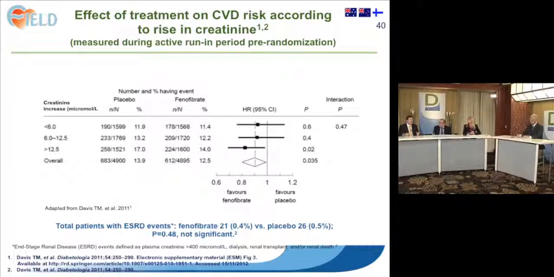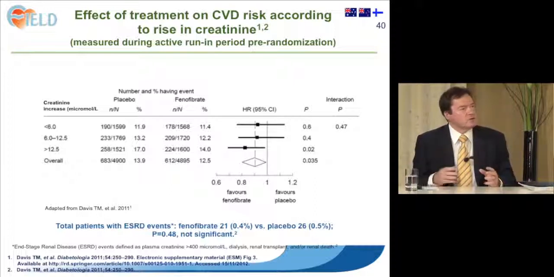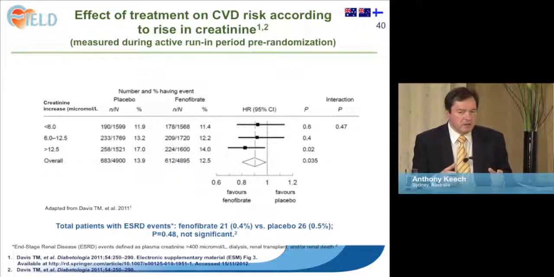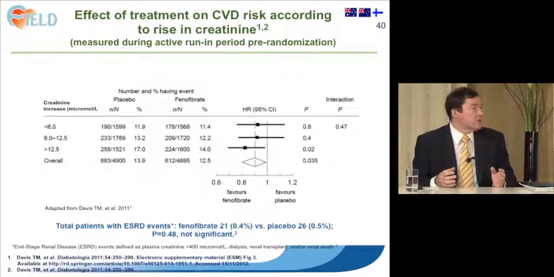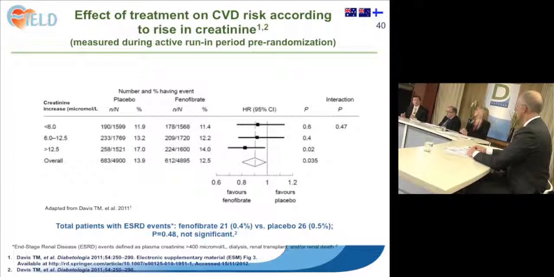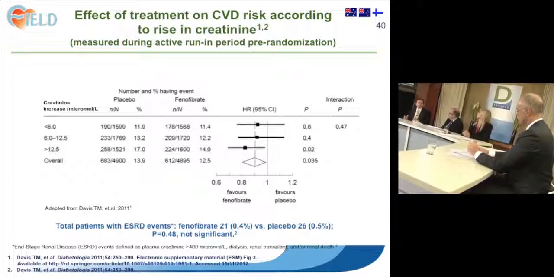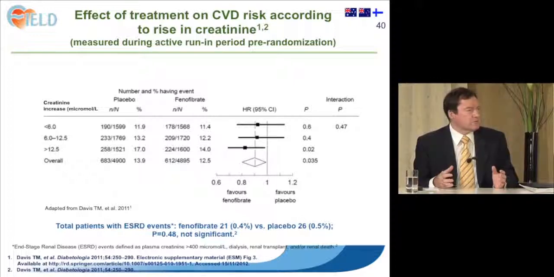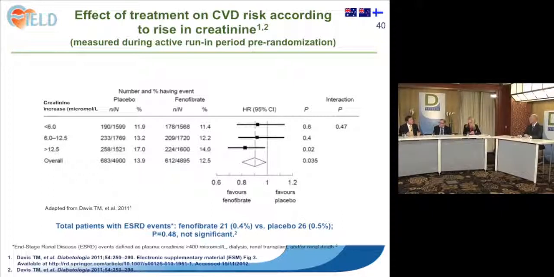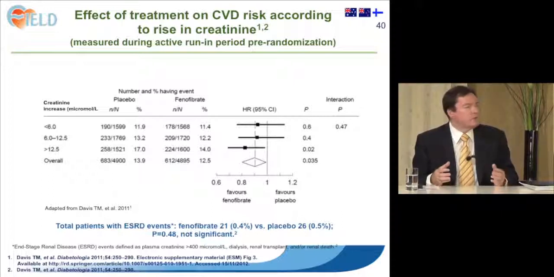And we split the patient population of almost 10,000 patients into tertiles of how much the creatinine rose over the first 6-week pre-randomization active run-in period. And in fact, we saw the greatest cardiovascular benefit, which was separately statistically significant, amongst those patients with the largest creatinine rise. And it may in fact be a marker of bioactivity of the drug. So certainly it was extremely reassuring. There was no excess of cardiovascular events related to use of fenofibrate in people who had a large rise in creatinine, nor in fact was there an excess of renal events in such patients.